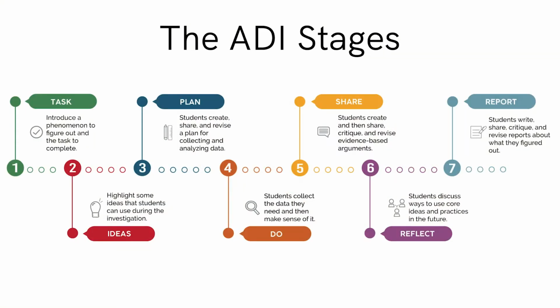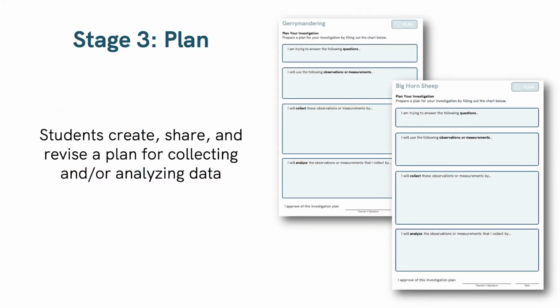The ADI instructional model is built around 7 stages. In this video, we'll go over our third stage we call plan. During the plan stage, students will have the opportunity to create, share, and then revise their plan for collecting and analyzing the data before they get started.